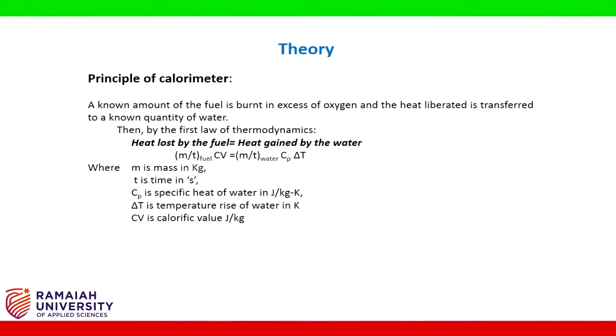A known amount of the fuel is burnt in excess of oxygen and the heat liberated is transferred to a known quantity of water. Then, by the first law of thermodynamics, heat lost by the fuel equals heat gained by the water. Mf by T of fuel into CV equals Mw by T of water into Cp into delta T, where M is the mass in kgs, T is time in seconds, Cp is specific heat of water in joules per kg Kelvin, delta T is temperature rise of water in Kelvin, Cv is calorific value in joules per kg.